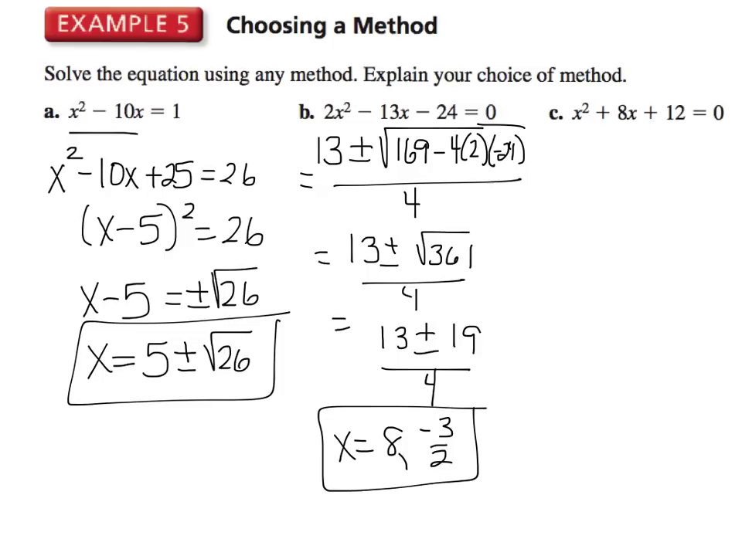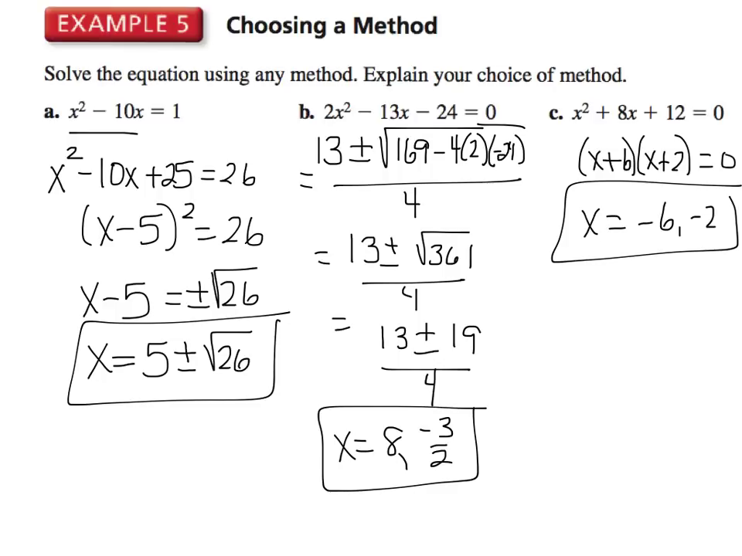You could have also factored that. This one I'll try to factor. x plus, 4 and 3 would not work, 6 and 2 would. So I get x equals negative 6 and x equals negative 2. As you can see, any of them would work. You could have used quadratic formula here, you could have factored here. It doesn't matter.